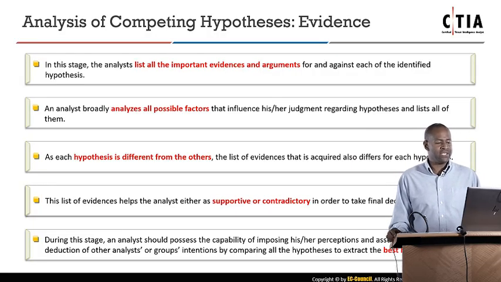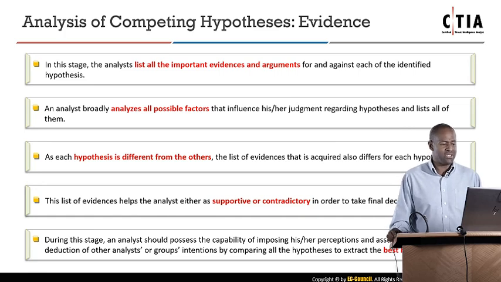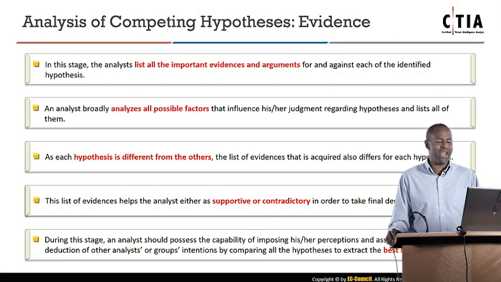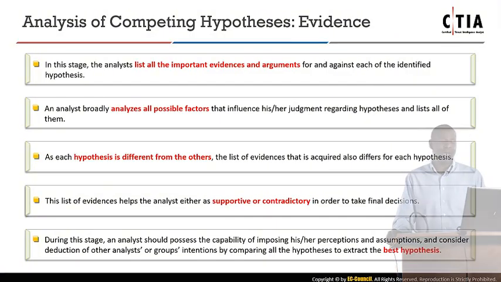So this is the next stage in ACH, or analysis of competing hypotheses. In this stage, the analyst will list all the important evidences and arguments for and against each hypothesis. This is the brainstorming session I was talking about before, finding the evidences, analyzing all possible factors that influence the person's judgment regarding hypotheses. And you're going to list all of them. So like I said, we're going to actually hear, we're going to listen, we're going to look, we're going to list them. And some of these might not be hard factors. They might be soft factors.